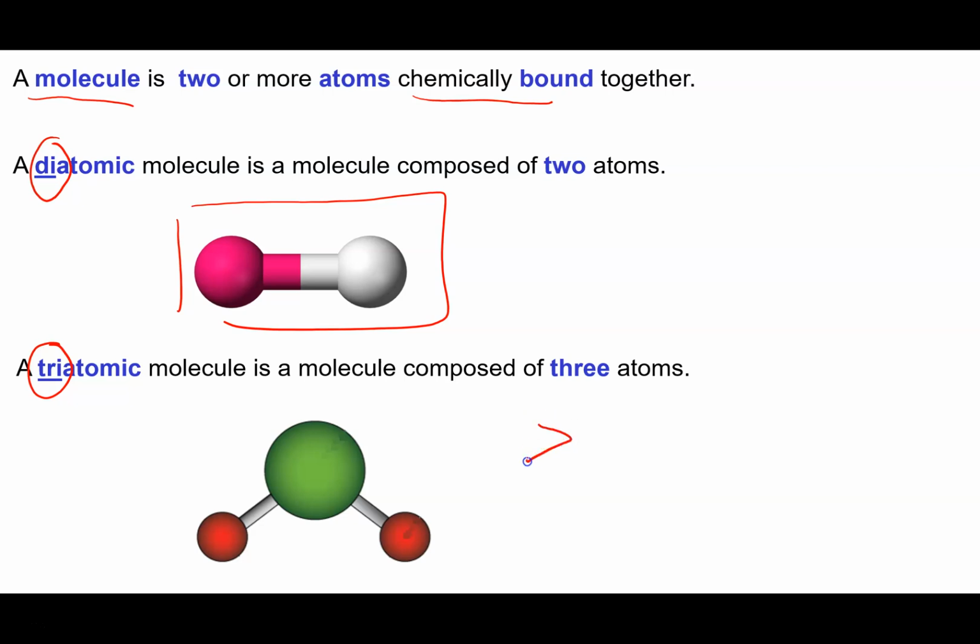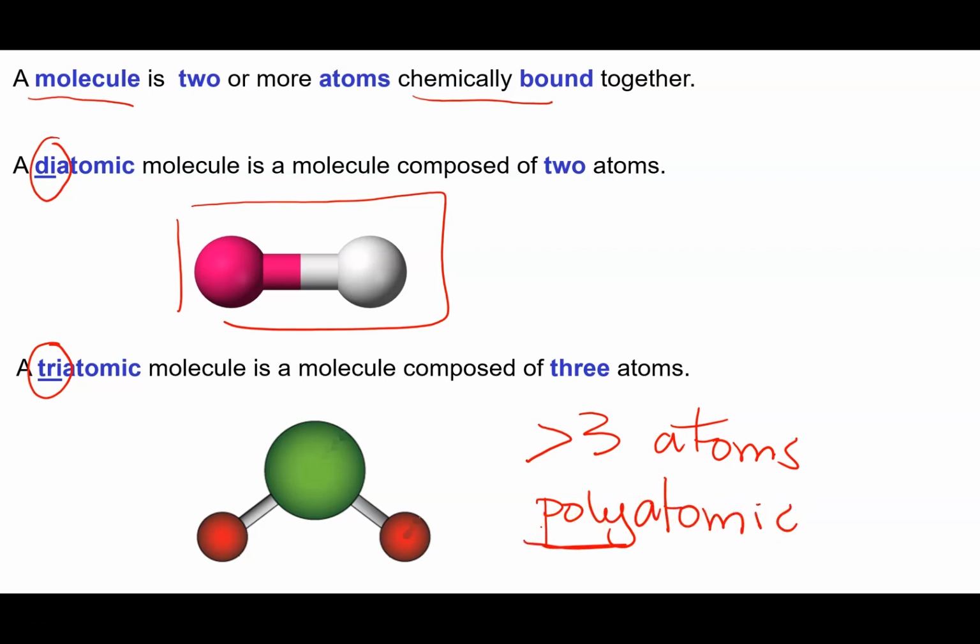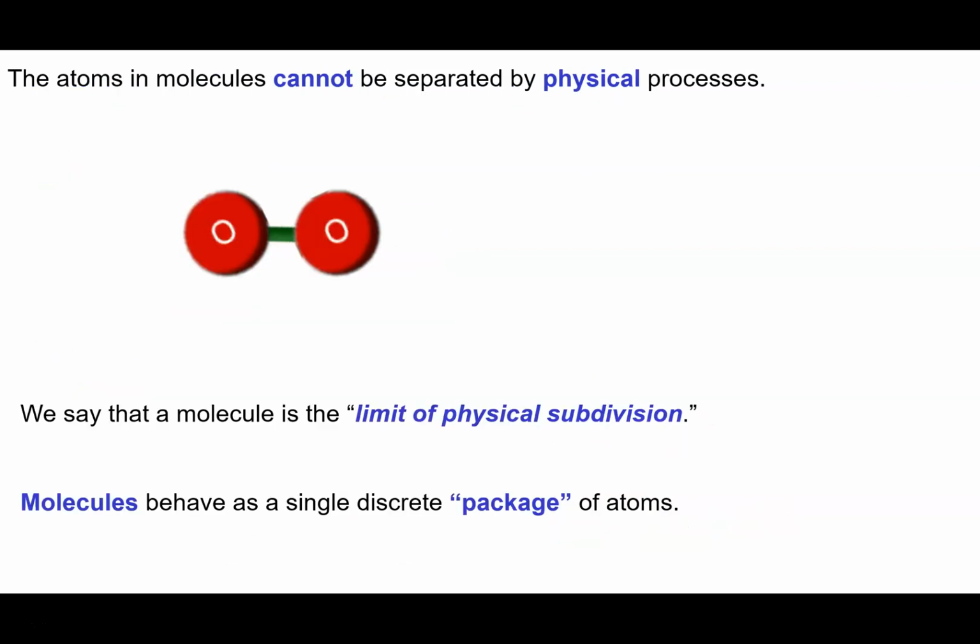Now, if we're greater than three atoms, we tend to just call it a polyatomic, and poly means several, like a polygon in geometry. So it's kind of a wishy-washy statement, meaning more than a few, more than just 1, 2, or 3 is generally what we mean by a polygon or a polyatomic molecule.